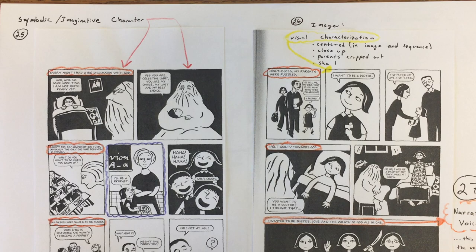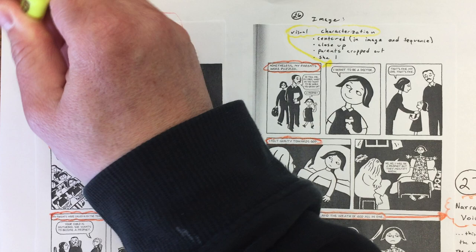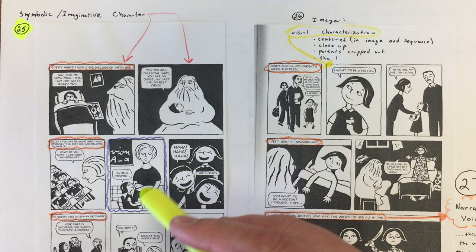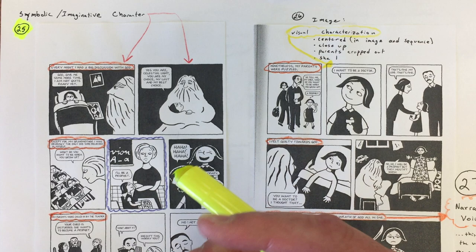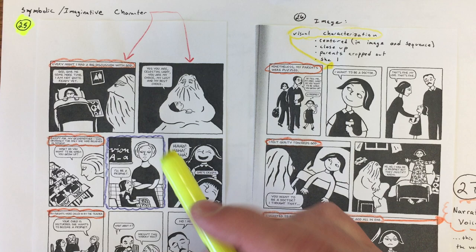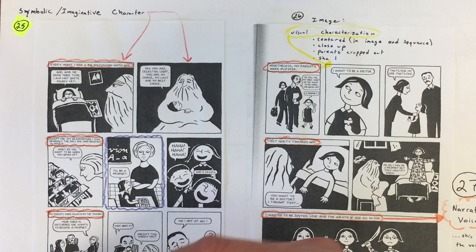Here we have number 25, something that we haven't seen before. We have a symbolic or imaginative character. So this is her depiction of God. Is this the God of Islam? Is it her own personal God in this moment? Or is this the God of Zoroastrianism? I don't know clearly. But we know that this is her depiction of her early yearning, her early longing to be a prophet and to be an important person with respect to religion.